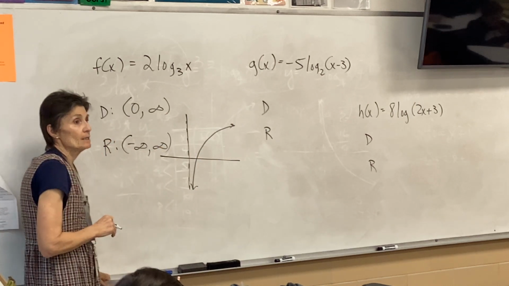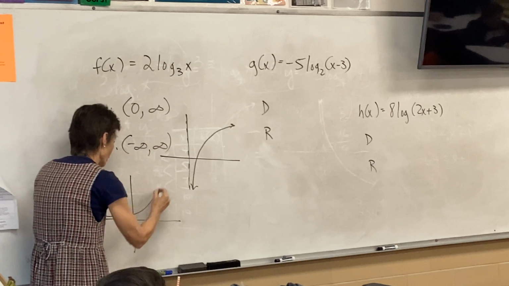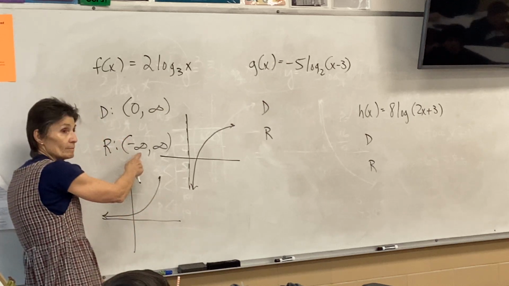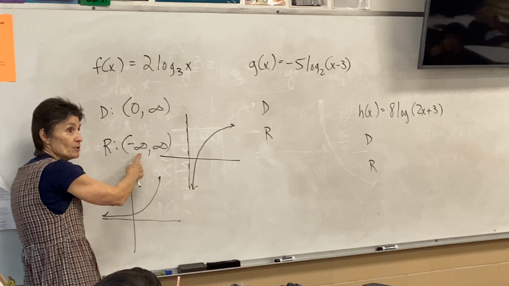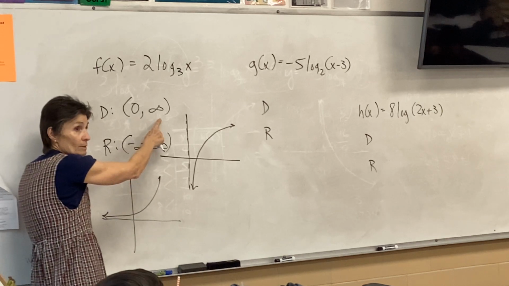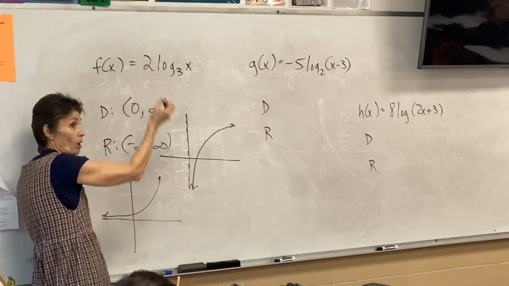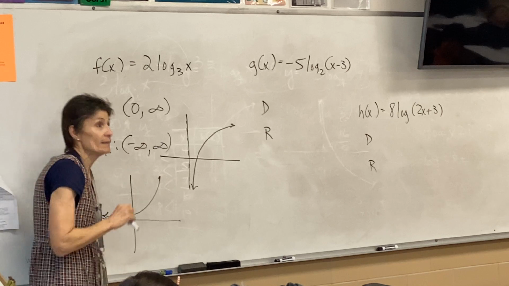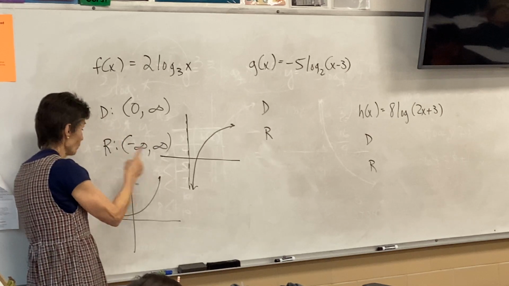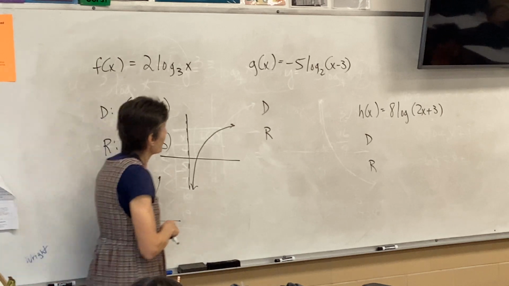Exactly. Want to remind you that your exponential, what's the domain of the exponential? Negative infinity to infinity. What's the range of the exponential? 0 to infinity. Because what's the relationship between the logarithm and the exponential? Inverses. So this domain and range will be this range and domain. Okay, how about this one now?